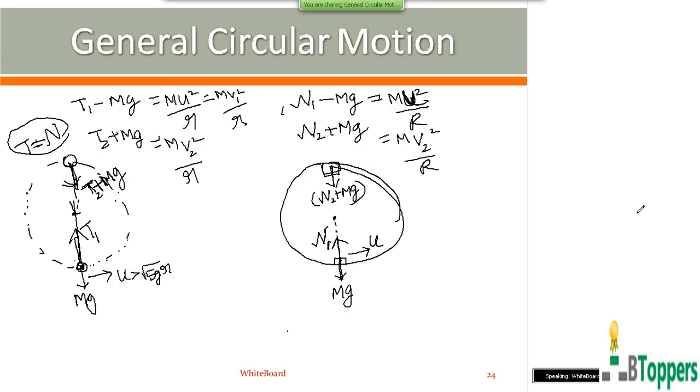As I discussed in the previous class, using conservation of energy, I have shown that V1 square minus V2 square equals 4gr. I don't want to repeat the calculation as it is; I just want to remind you what I have discussed. Subtracting this equation from this equation and substituting this value, you get the difference between the magnitude of tension in the string at the lowest position and the magnitude of tension at the highest position is equal to 6 times the magnitude of weight mg of the bob.